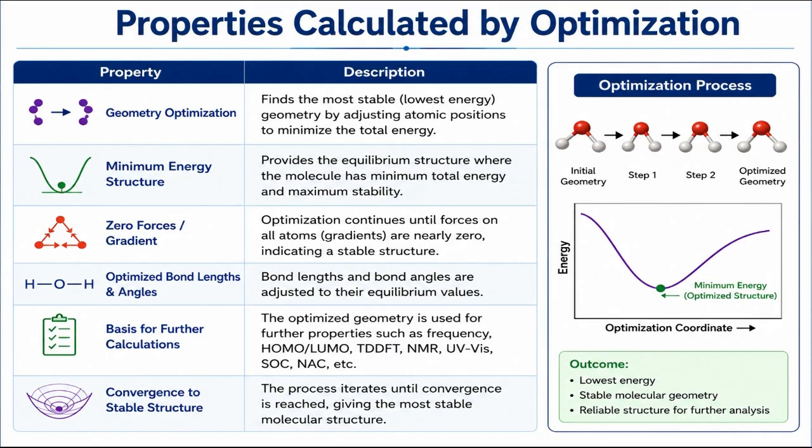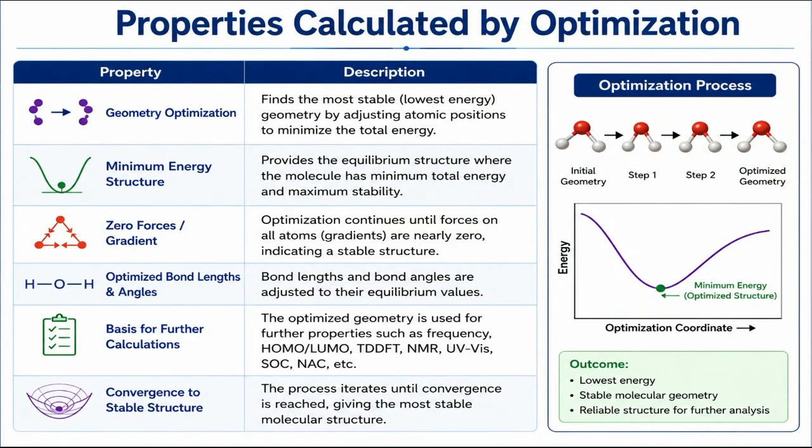If you want to optimize your geometry, that helps to find the most stable structures by adjusting the atomic positions to minimize the total energy. Minimum energy structures provide the equilibrium structures where the molecule has minimum total energy and maximum stability. In zero force or gradient optimizations, the process continues until the force on all atoms is nearly zero, indicating a stable structure. It optimizes both bond lengths and angles.